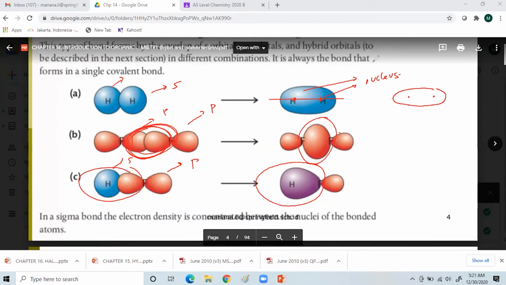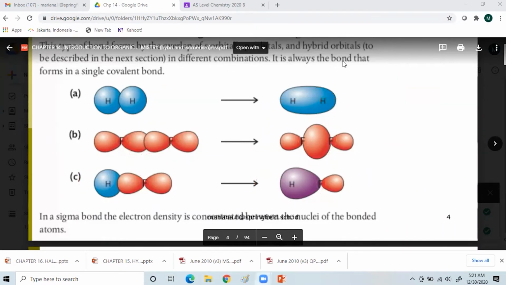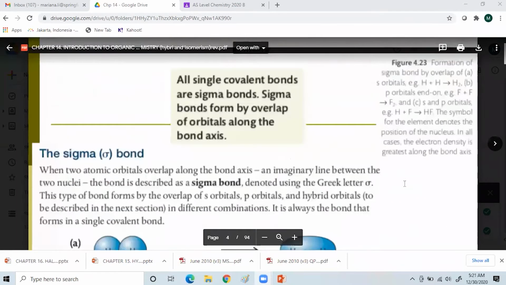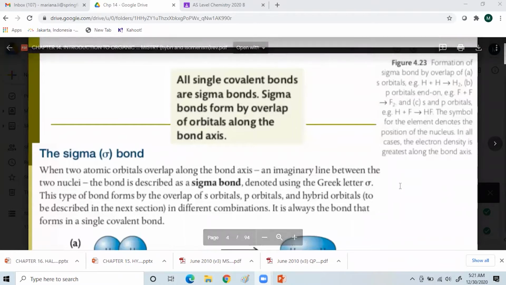So what are sigma bonds? Sigma bonds are bonds that form along the bond axis.